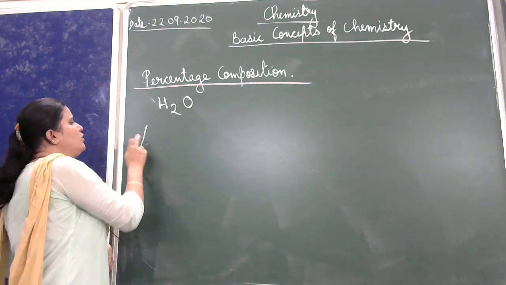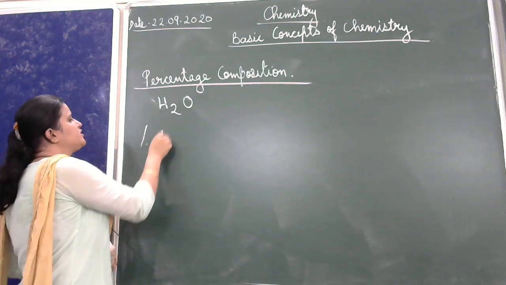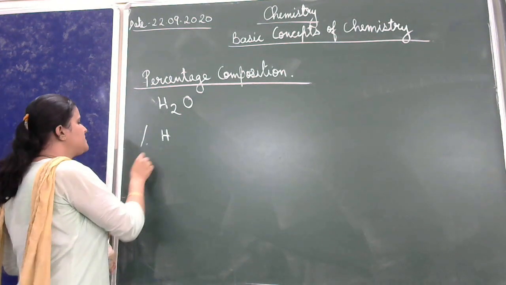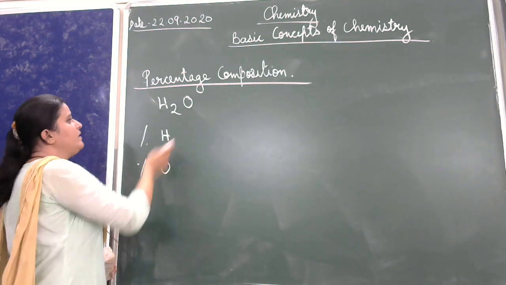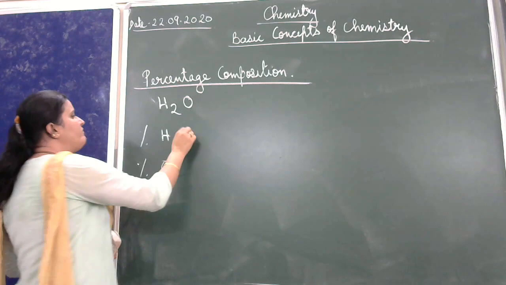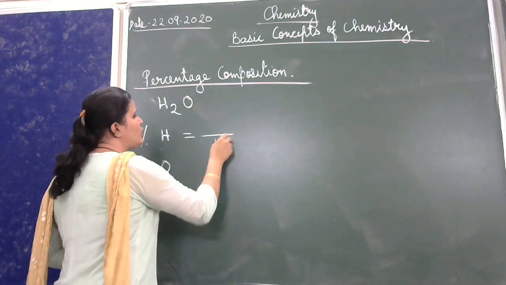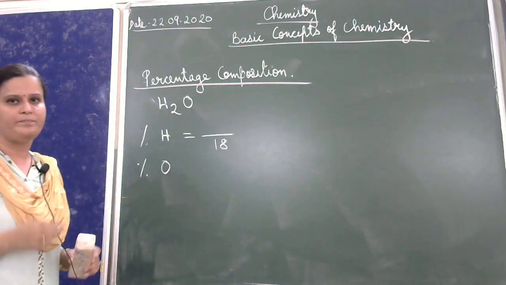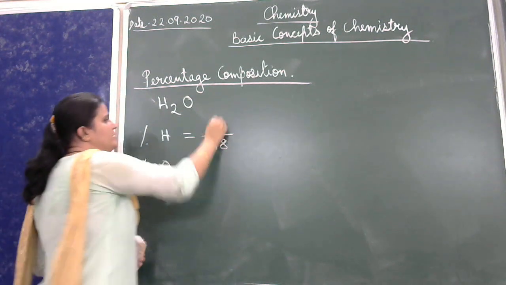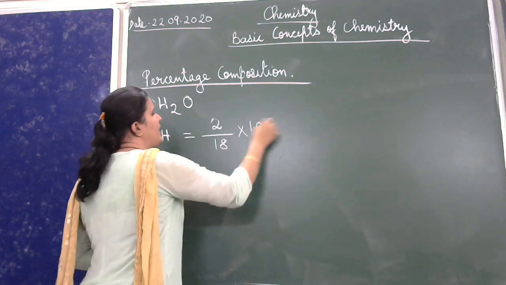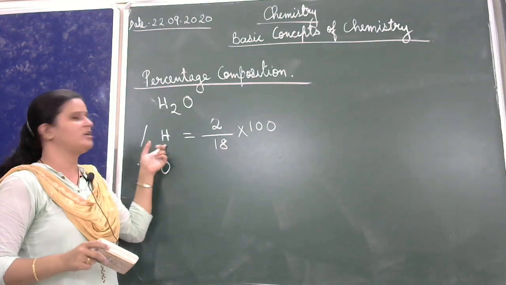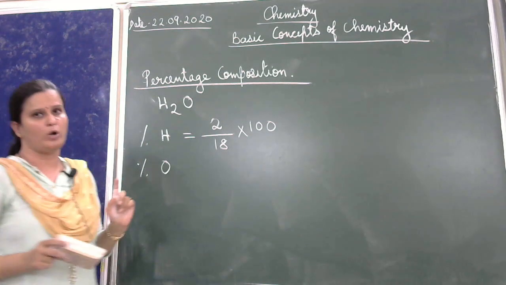Suppose I ask you, what is the percentage composition of hydrogen atom in water? Similarly, what is the percentage composition of oxygen in water? So how will I determine that? What is the total mass? Total mass is 18. Out of that 18 gram, how much hydrogen is present? 2 gram. So 2 by 18 into 100 will give me the percentage composition of hydrogen in water.